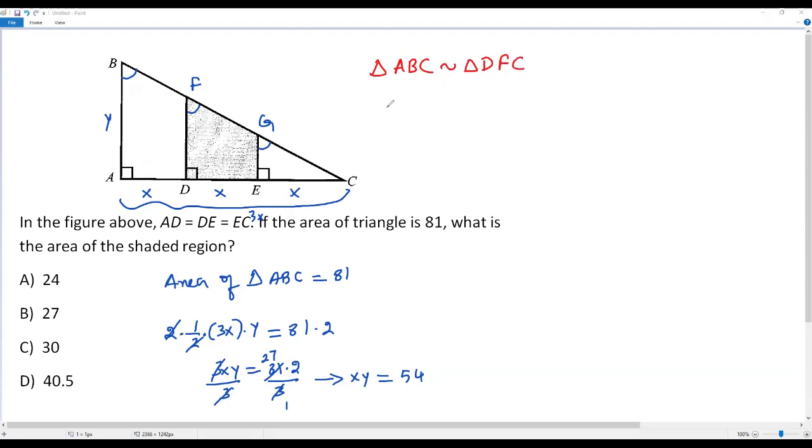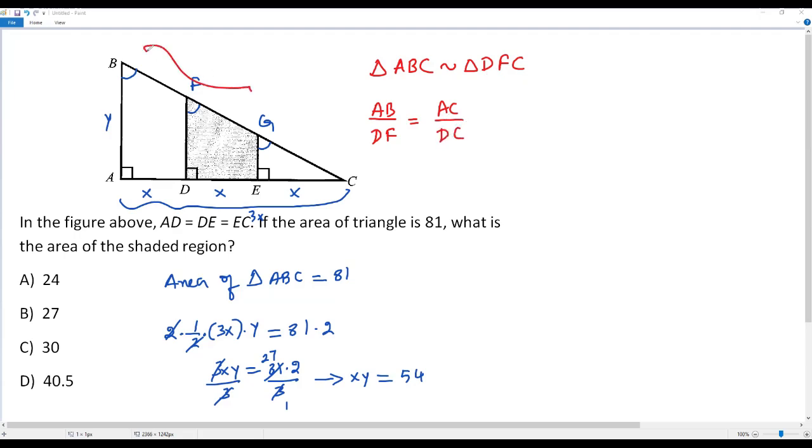If two triangles are similar, then the ratios of the corresponding sides must be equal. That is, the corresponding sides are proportional. Okay, now let me take the side AB in the first triangle. What is the corresponding side in the second triangle? For that, we have to consider the letters at the same position, that is DF. Okay, now let me take the side AC in the first triangle. The corresponding side in the second triangle is DC. We have to consider the letters at the same position.